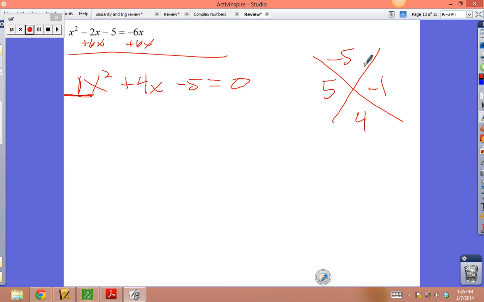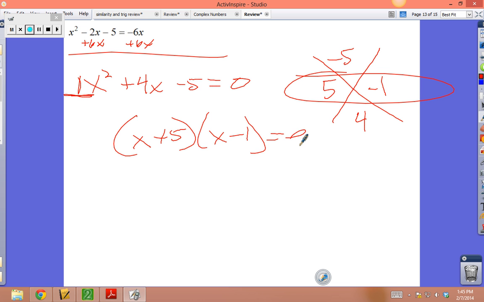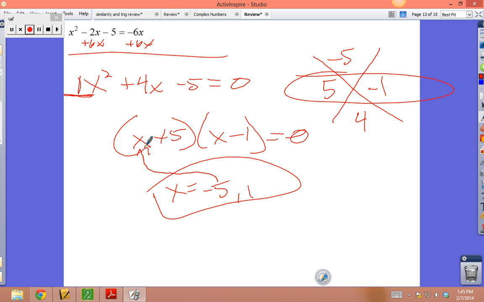So look at this. If you can factor it, look how easy this is. It's going to be x plus 5 times x minus 1 is 0. So what does x have to be? It's got to be a negative 5 or 1. Because you got to get 0. So if I replace x with the negative 5, what's the negative 5 plus 5? And what's 1 minus 1?